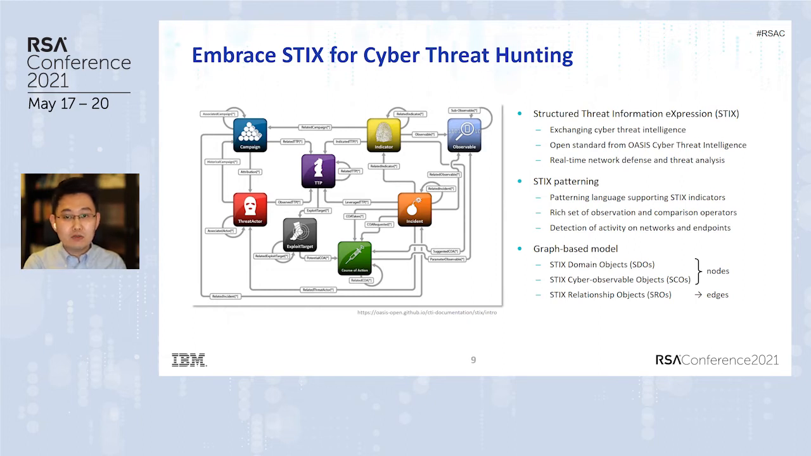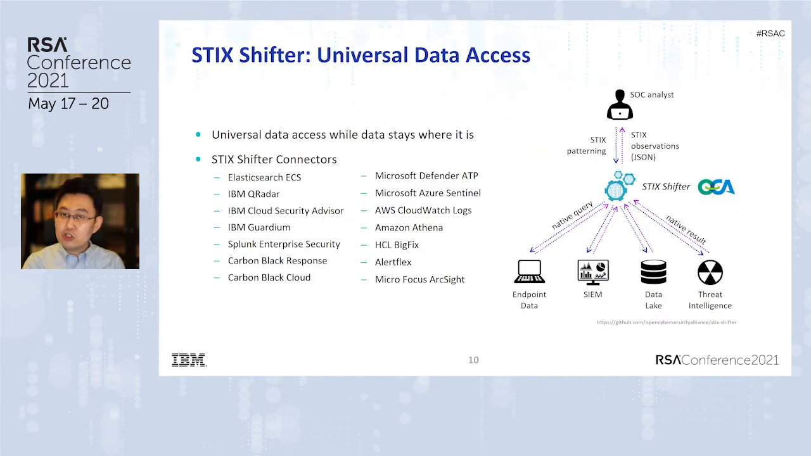Second, our entity-based reasoning fits well with STIX's graph-based model, which can connect various heterogeneous observables with their relationships. STIX Shifter is an open source project hosted by Open Cybersecurity Alliance, OCA, to enable universal data access while data stays where it is. For example, as shown on the right-hand side, a single STIX pattern can be translated into multiple native queries through various STIX Shifter connectors to communicate with multiple different data sources, for example, EDR, SIEM, and data lake. And then the query results are written as STIX observations in JSON format.